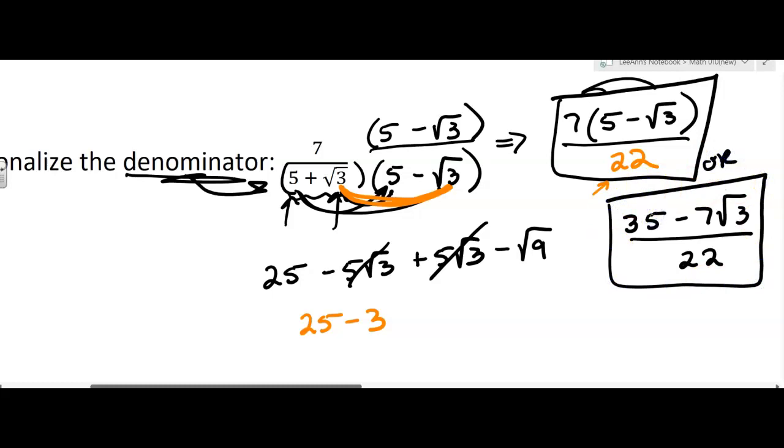Just so that you know, this is a real number. It's not got any variables in it. You can put that in a calculator and get a decimal approximation. It's not a rational number, but it is real. Okay?